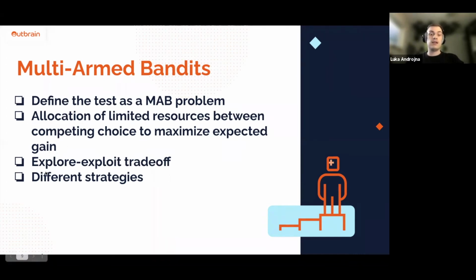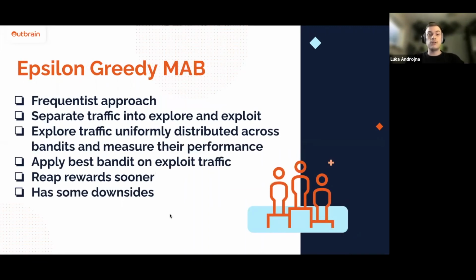And in the case of multi-arm bandit problems, it's the classic explore-exploit trade-off. There are different strategies that you can use to solve this problem. Today, we will focus on two. One is Epsilon Greedy and the other one being Thompson Sampling. The Epsilon Greedy approach is actually a frequentist strategy. It's very simple in idea. You just separate the traffic into two groups. One is exploration, the other one is exploitation.